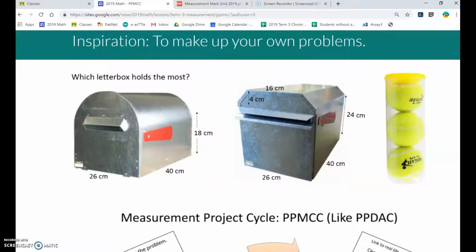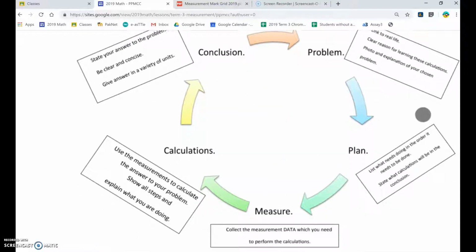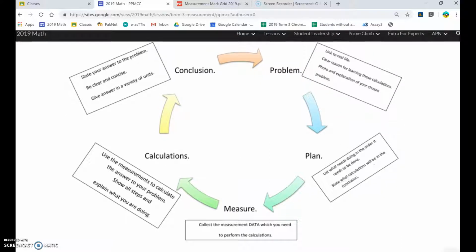Now, these are inspiration to make up your own problems. So, just hang on. For example, this one here with the 3 balls in the container, I'd expect you to physically bring something like that into school and show how you measured the diameter and radius of the sphere, how you calculated it, what formula you used, showing all of your working, and the problem might be how much air is in this container. All right, so we're making all the maths visible. That just helps you a little bit with the PPMCC.